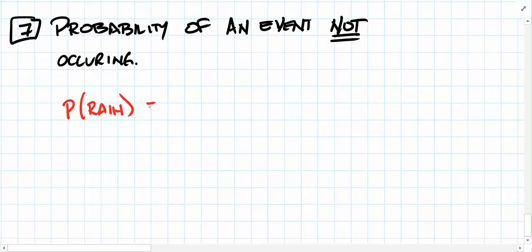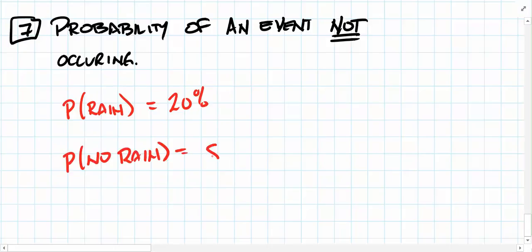80%. Okay, how did you do that so quick? Why is that so intuitive for you guys? How come that's so easy to do? It's out of 100%, right? Because if you add up the probability of rain and the probability of no rain, it's going to be 100%. One of the two things is going to happen, right? So the sum of those two things has to be 1.